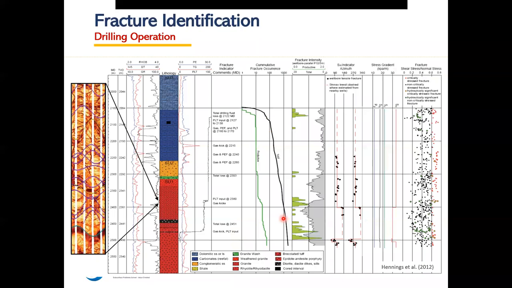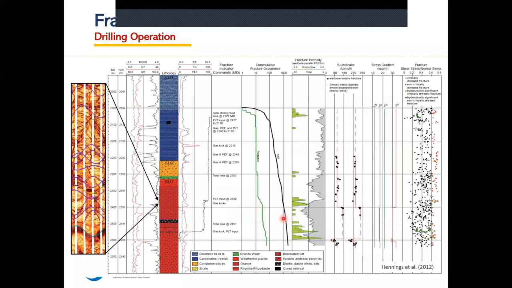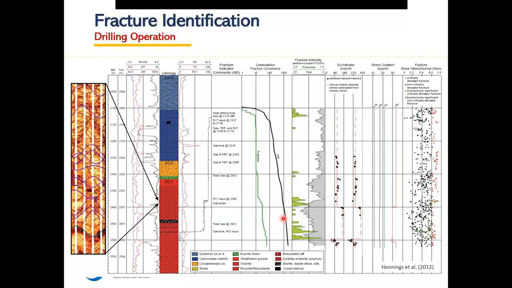The second one, we can also see the fracture during the drilling operations. This is taken from Henning's publication, when they drilled the fractured basement with carbonate reservoir on top of the basement. What's interesting from this paper is that we see the fracture indications during the drilling that are shown by the gas kicks. Multiple gas kicks happen when they intersect the fracture zones.